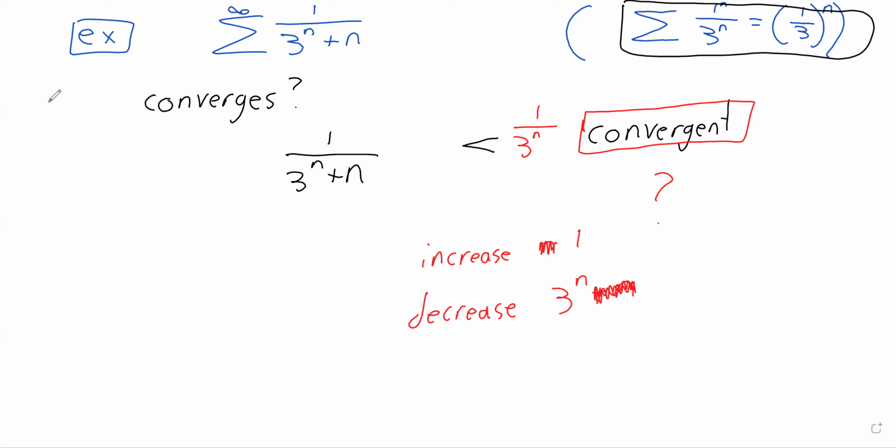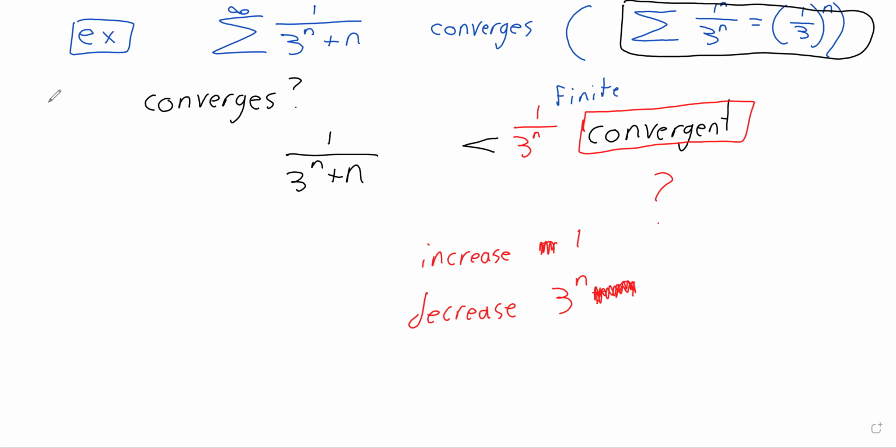So this is true, and this is useful. 1 over 3 to the n is the geometric series. 1 over 3 to the n is convergent. It's finite. So we are less than this finite thing. So this converges.